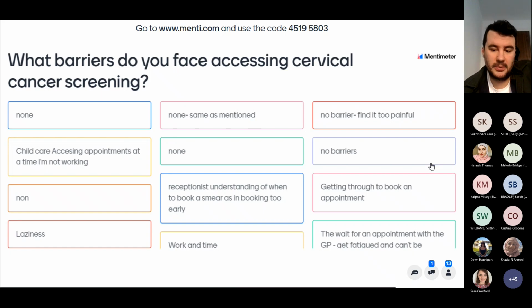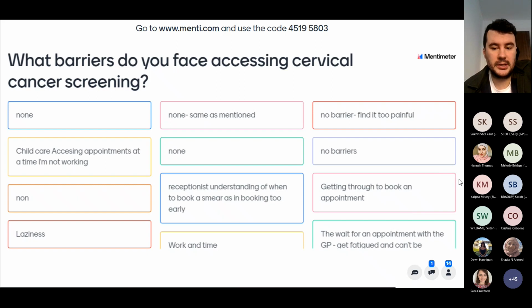Yeah, getting through an appointment and getting through to the GP. I think an issue that's not specific at the moment just to cervical cancer screening. Receptionist understanding, so maybe some work that could be done with the GP practice and the receptionist's work and time, laziness.